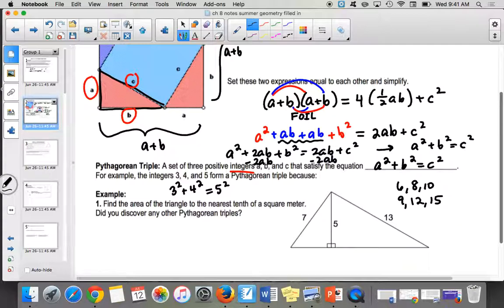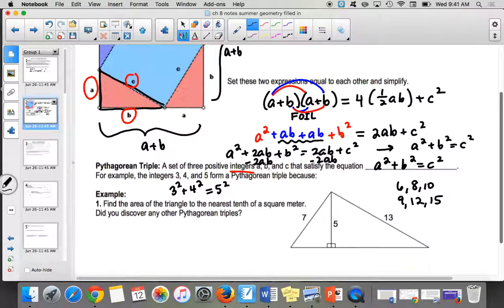It's a little tricky. Okay, so find the area of the triangle to the nearest tenth of a square meter. Did you discover any Pythagorean triples? So here we might get one. All right, so you guys had a question like this on your midterm where you had to use pieces to get other results. So we're trying to find the area of the triangle.